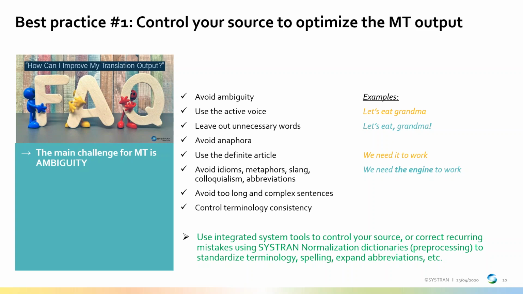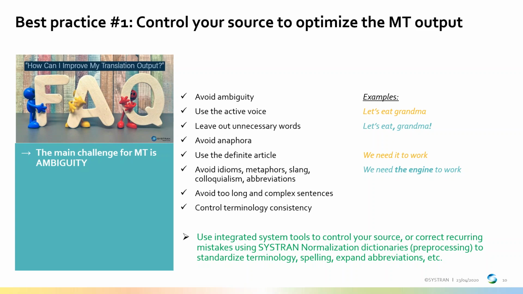We should avoid anaphora. So for non-linguists or non-specialists, just a word about anaphora. Anaphora is the use of a word referring back to a word that was used earlier in the text. As an example, he, she, or it in a sentence may refer to many things. Like in "we need it to work," does the "it" refer to the solution, to the process, to a methodology? So it's a challenge for MT to identify this.